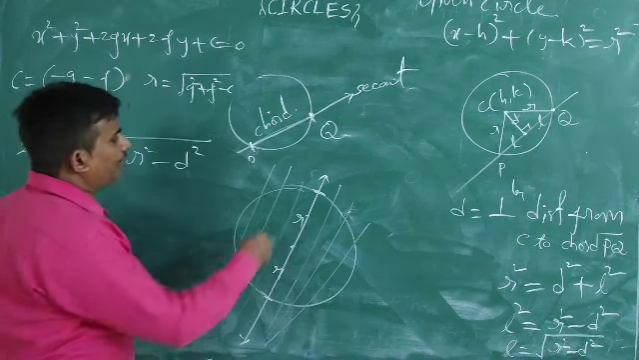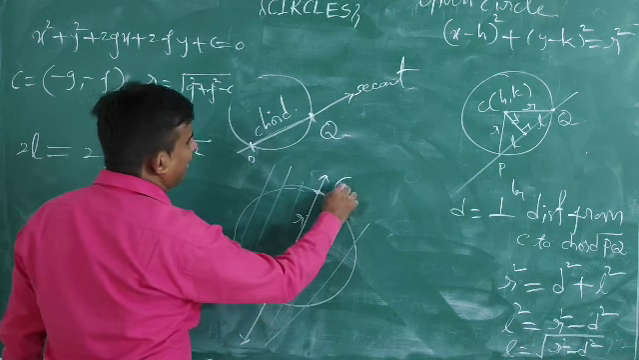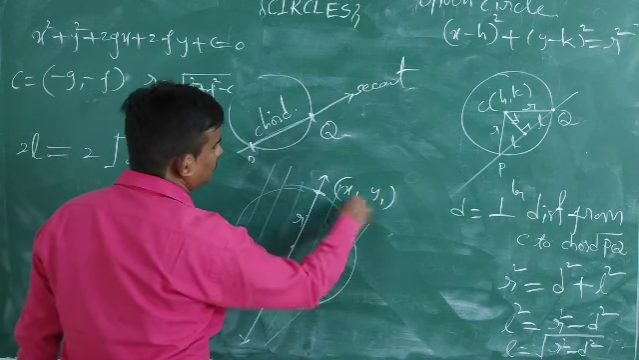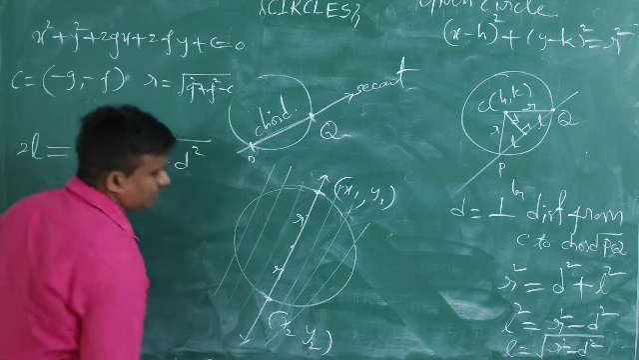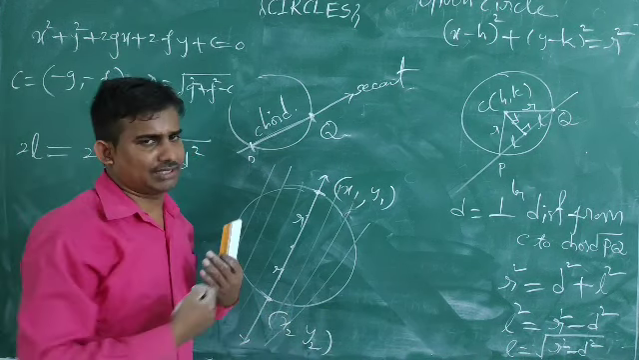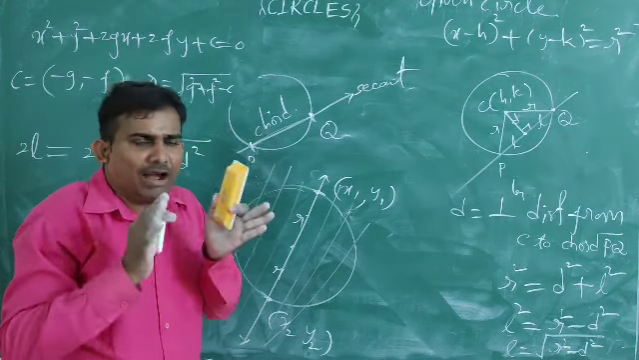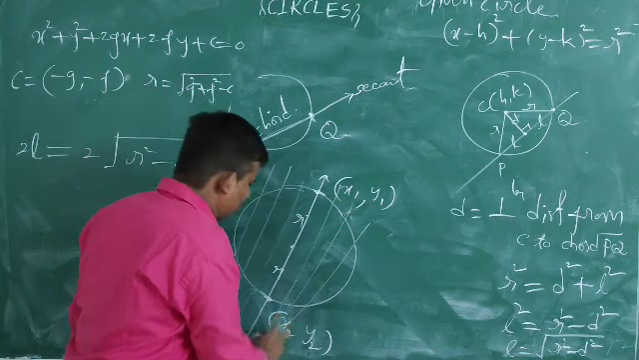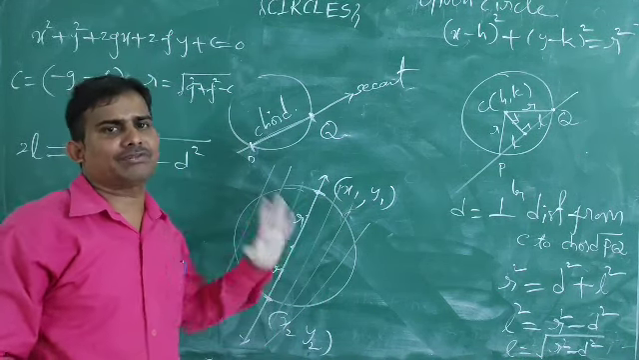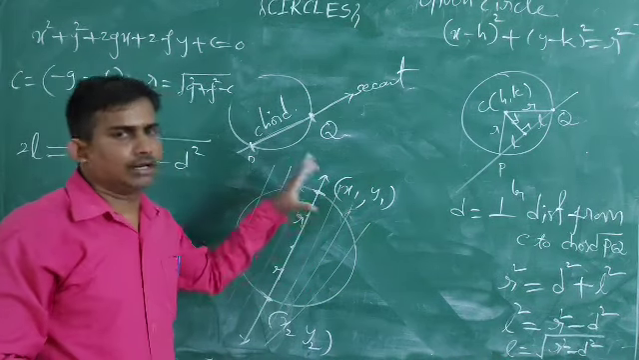Okay, what happens when two points are given? Suppose the points are x1 y1 and x2 y2. We are not given any equation, but we are only given x1, y1 and x2, y2, and these two are the endpoints of the diameter. How can you find the equation of the circle?